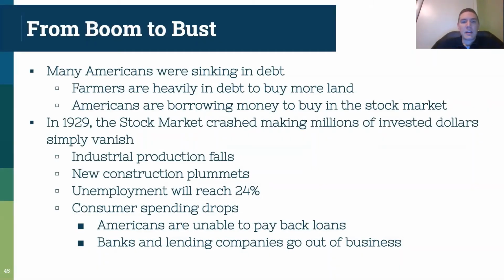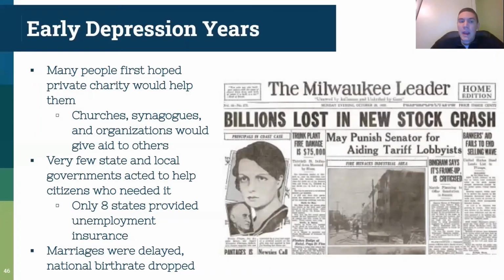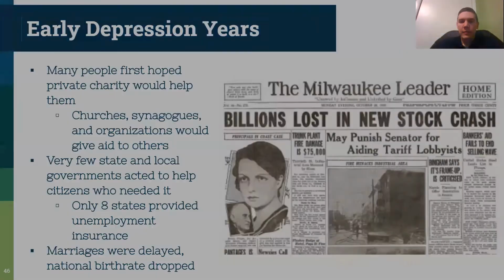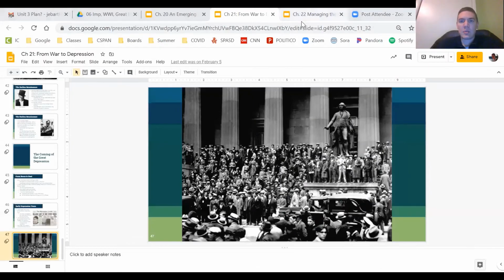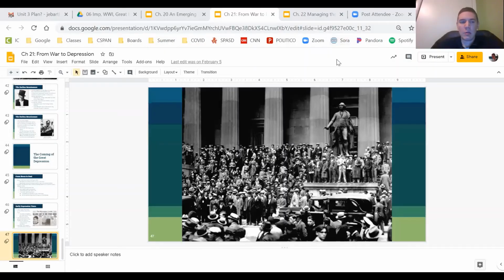In 1929, the stock market will crash. Unemployment reaches 24%. People stop spending money because they don't have any money. Americans aren't able to pay back their loans. Banks go out of business. And we'll see in chapter 22 what happens with the Great Depression.